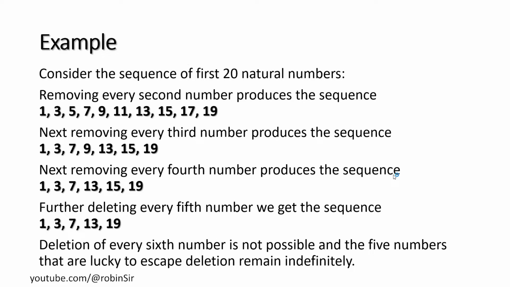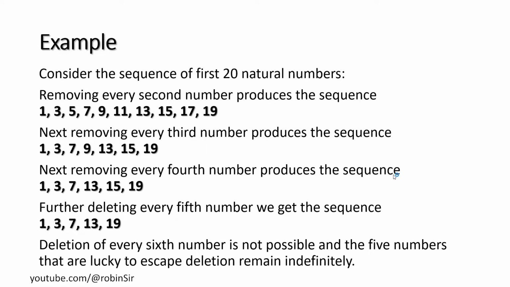Now removing every second number produces the sequence 1, 3, 5, 7, 9 up to 19. So when we are removing every second number, all the even numbers are removed and we are left with these odd numbers.